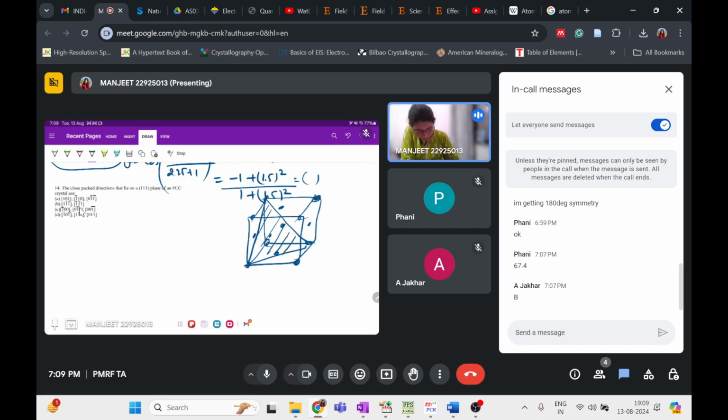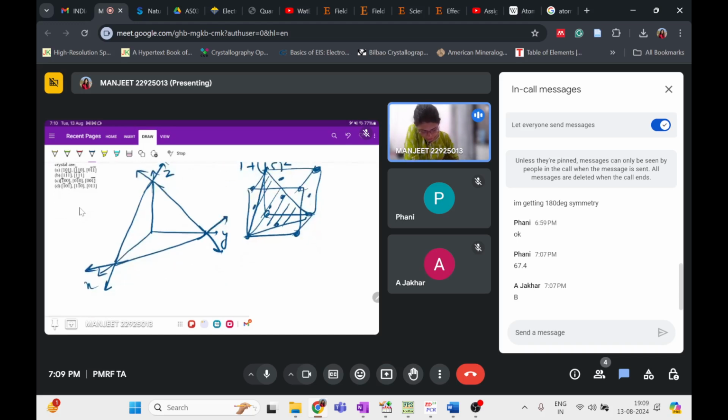For the (111) plane, if I'm considering this, let's see, not this way, let's take this way. What can be the possible directions? This is one way, this is my x, y, and z. So this can be one direction, this is also a direction, this is also a direction, and this is also a direction. Okay, this is at the intercept of (111).